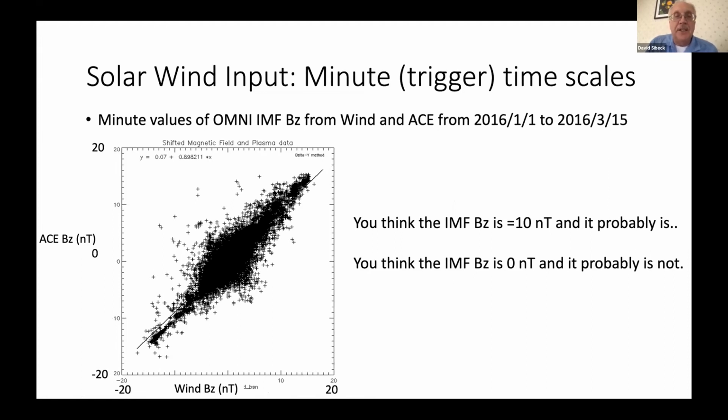How about on minute timescales? There, the scatter looks even worse, big scatter. Now, if you think the IMF is plus 10 nanoteslas, in general, from one spacecraft, the other spacecraft says it's also about plus 10 nanoteslas. But how about if you thought it was 0? There's a big spread in what it might really be if ACE is the one that's really seeing what the input is, and Wind is the one that is what you think the input is. Maybe those discrepancies bother you. Maybe they don't. I don't know.